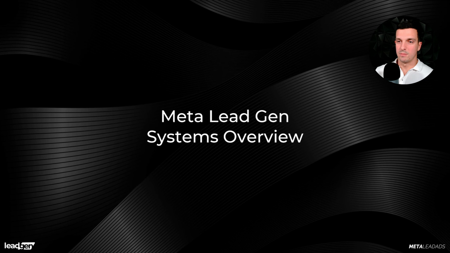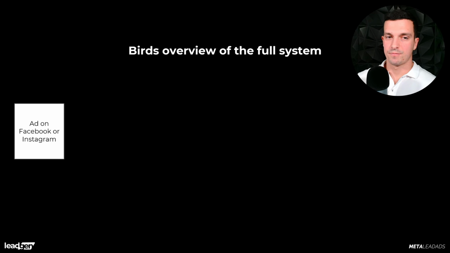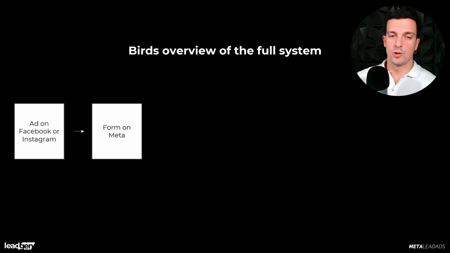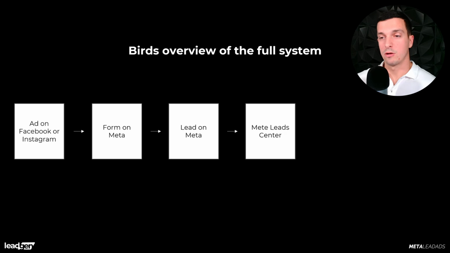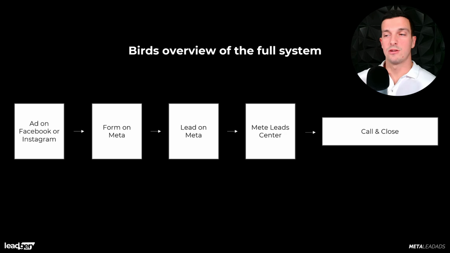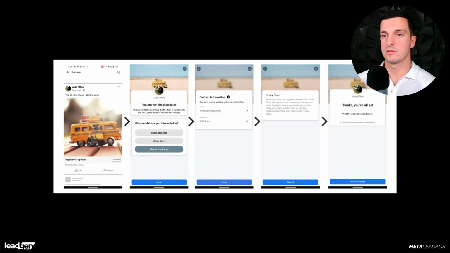Let's take a look at the Meta lead gen system. So first of all, we have an ad on Facebook or Instagram. It can be Reels, it can be story, it can be feed, whatever. Then they click and it opens up a form. They become a lead, they come directly to the lead center, and we have the opportunity to call, message, email them, or whatsoever, and sell them our services.